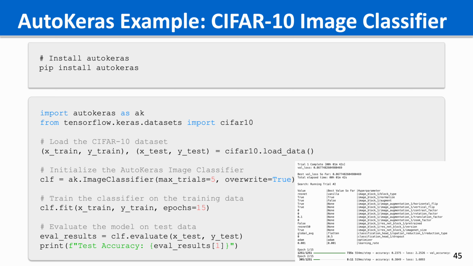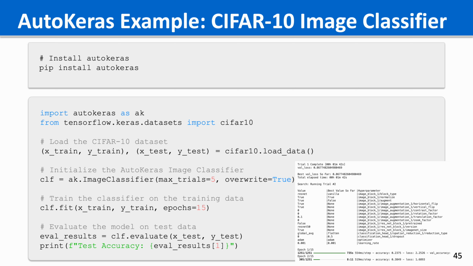Alright everyone, let me walk you through this code. We're using the famous CIFAR-10 dataset, 10 small object classes that are a rite of passage for any computer vision project. I import AutoKeras, load the data, and then create an image classifier. The key setting is max_trials equals 5, which simply means AutoKeras will try up to 5 different neural network blueprints and keep the best one.